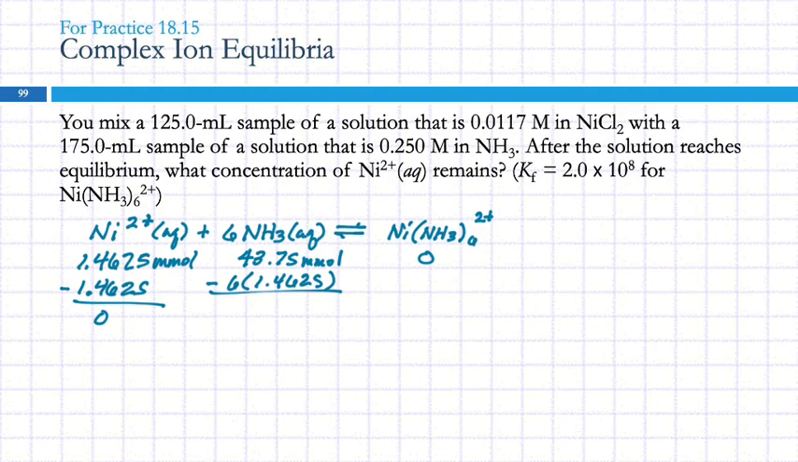So 43 minus 6 times 1.4625 is 34.975 millimoles. And how much of this complex ion are we going to make? 1.4625.